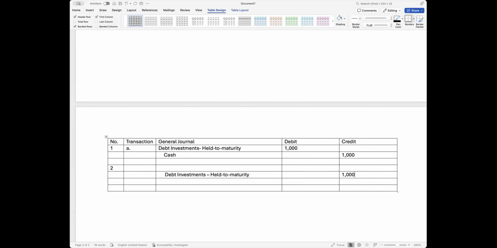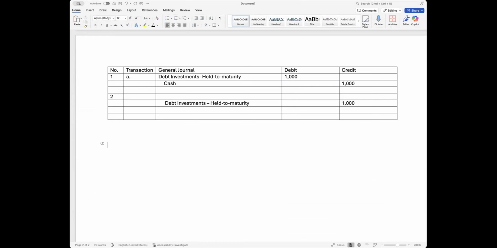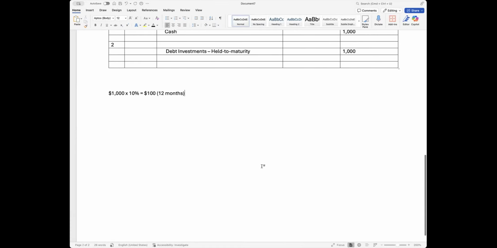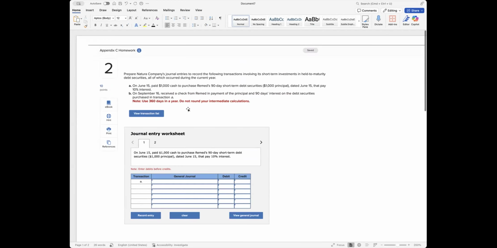But now I need to calculate the interest because he did not only pay me the principal, he also paid me interest. So I know that the principal is $1,000. I know that the interest is 10%. All right. So that is $100. But that is $100 for 12 months. Okay. And I know that I only am getting 3 months worth of interest because I got it in June and he's paying me back in September. So that's 3 months. Okay. And the question says to use 360 days in a year.